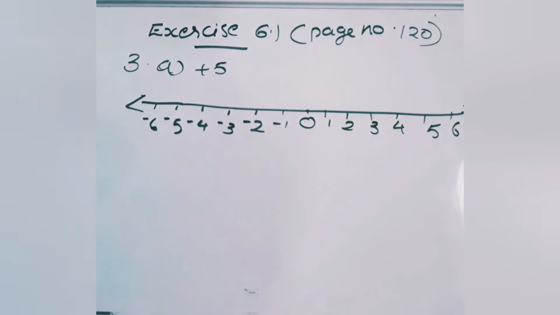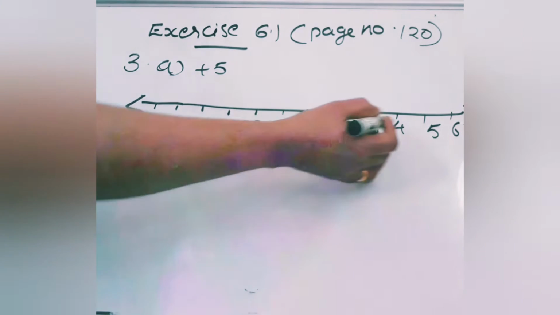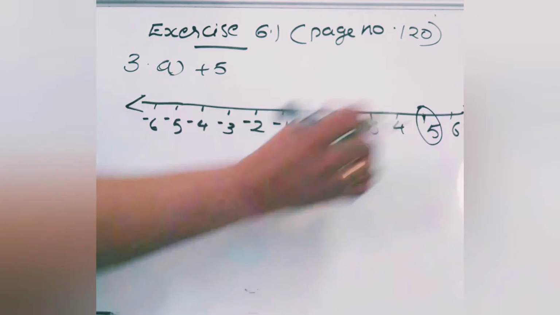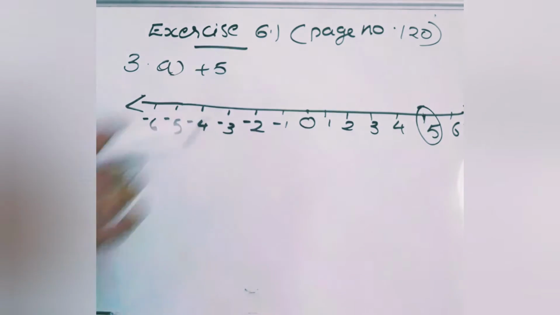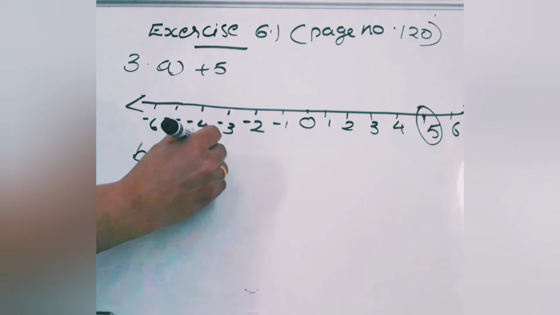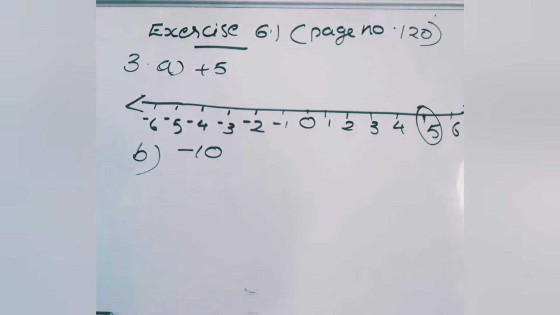Our first question is plus 5. So you can see positive 5 is here. You just have to circle it or put a cross. So the answer is done. For each question you have to draw a number line and represent it. Now question B is minus 10, or negative 10.